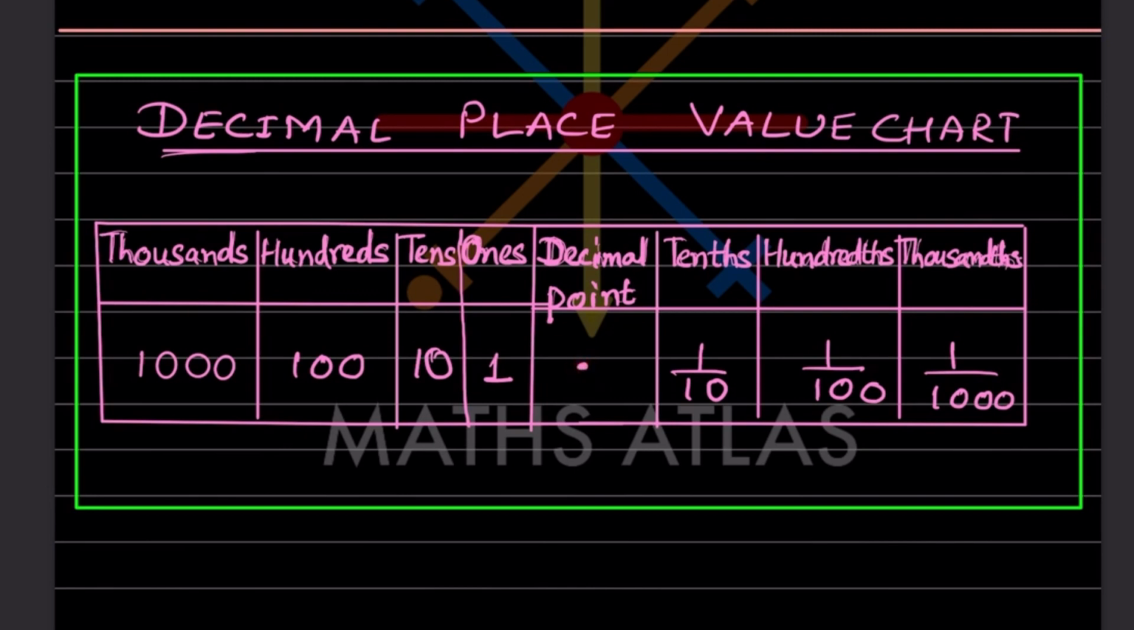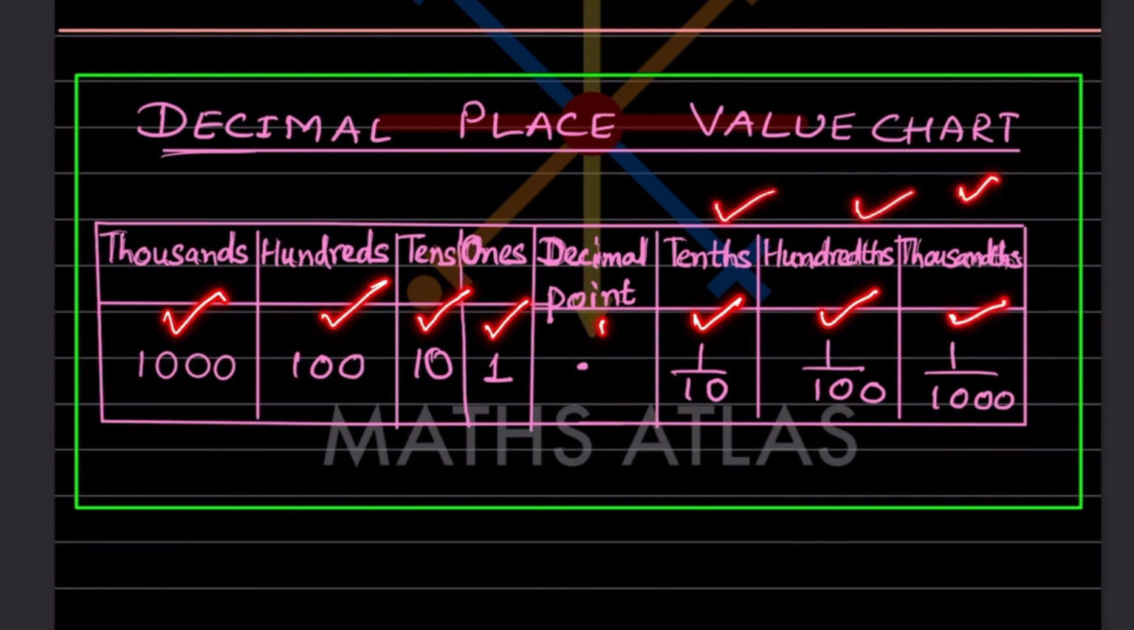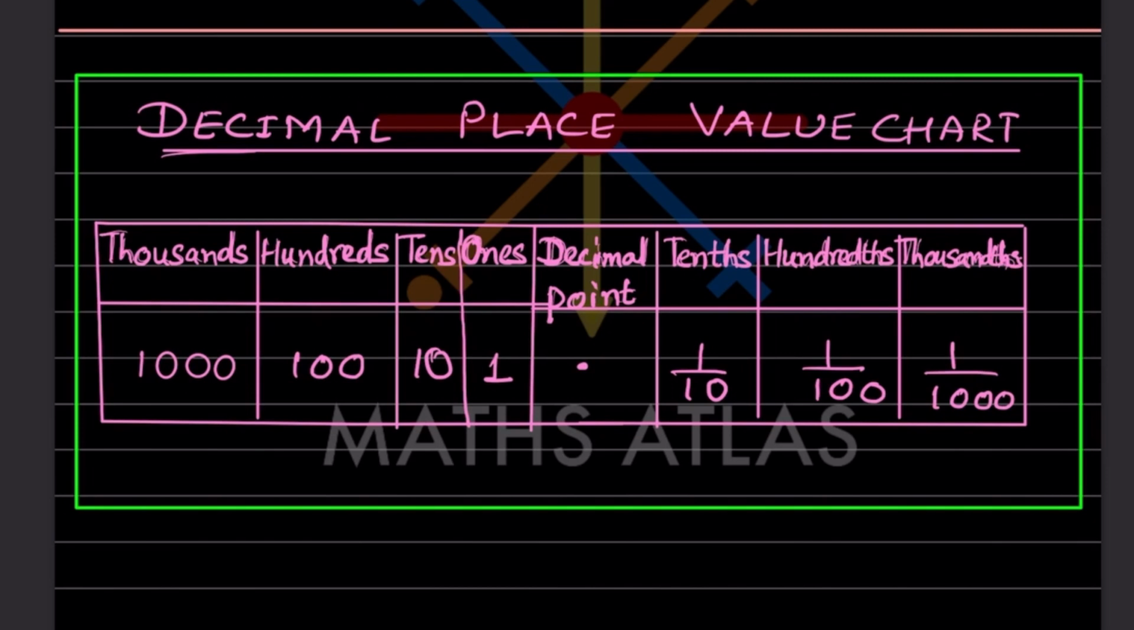Wherever we have before the point, this is the ones place, this is the tens place, this is the hundreds place, and this is the thousands place. And after the point is going to be 1 by 10, 1 by 100, 1 by 1000. So that is called tenths, hundredths, and thousandths. You have to note all these things in your notes. This place value chart is going to be useful somewhere.